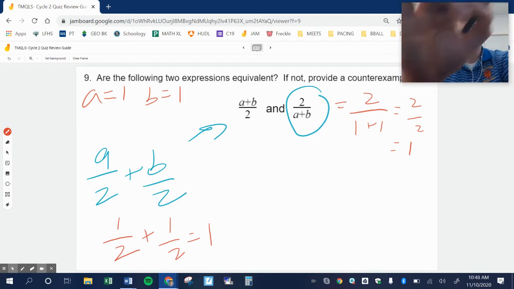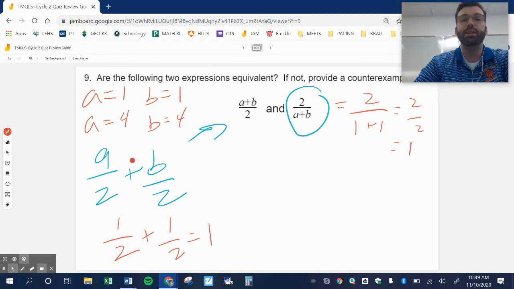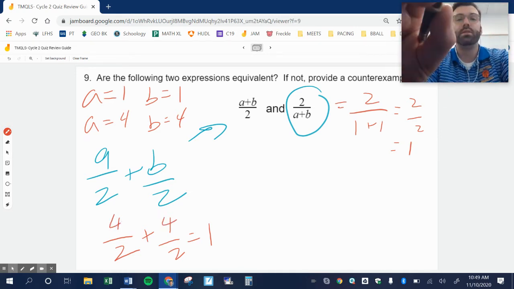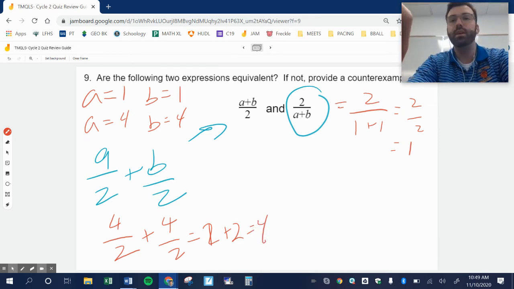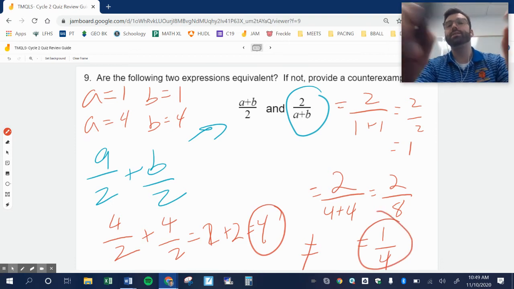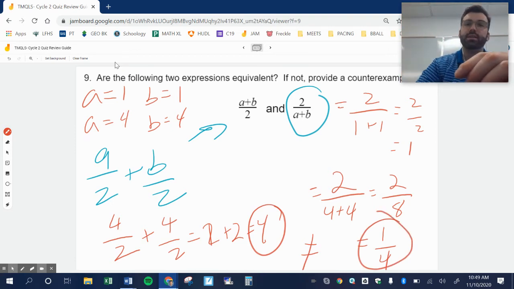All right, let's try something else out. What if I set a and b equal to 4? Why do I do that? Because I know I have to divide a and b by 4 or by 2. So 4 over 2 plus 4 over 2. That's 2 plus 2, which is 4. If I do this, 2 over 4 plus 4, which is 2 over 8, which is 1/4. These are not equivalent, so there is a counterexample. That's my counterexample there.